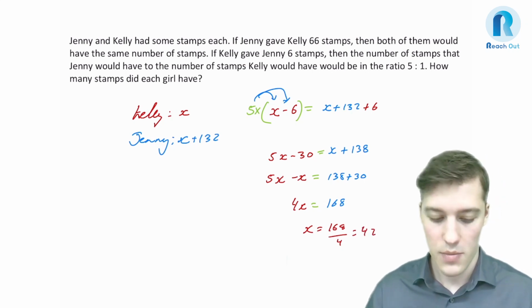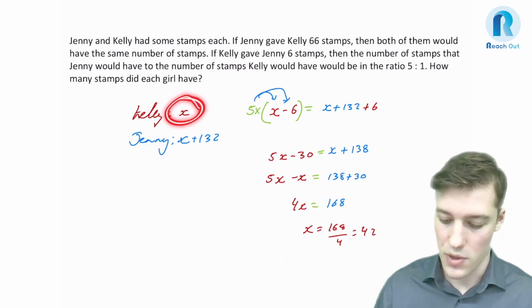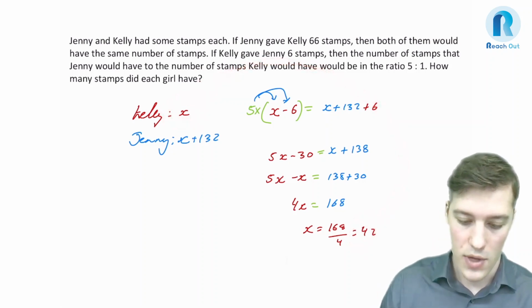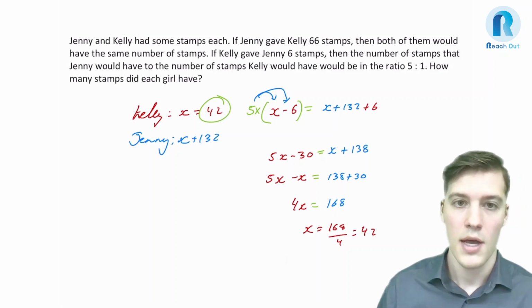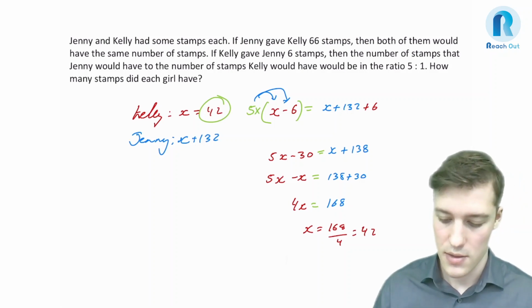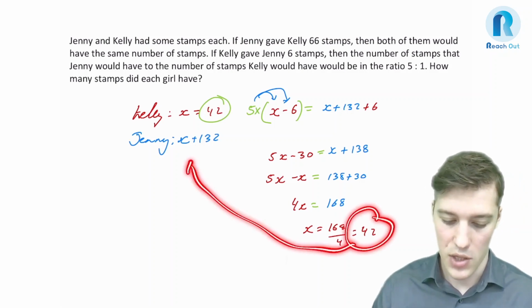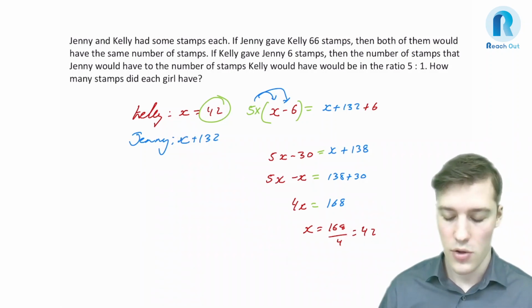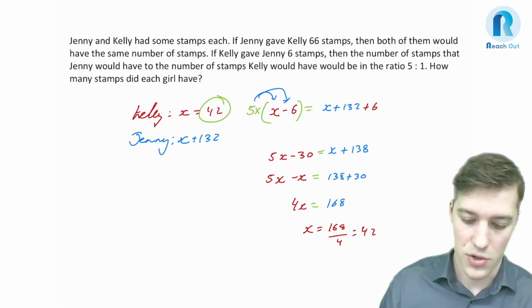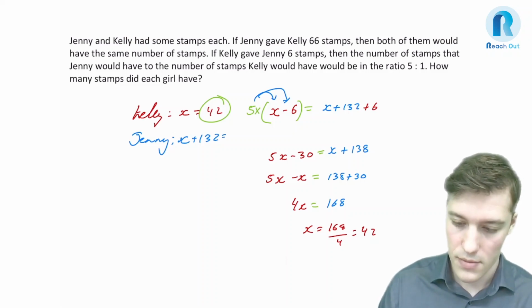So the number of stamps Kelly had, right, is x. That's what this x means. So Kelly has 42. Great. And the number of stamps Jenny has is not quite x, but I can use that to plug that in here, right? Is 42 plus 132, which again is 174. So there we have it.